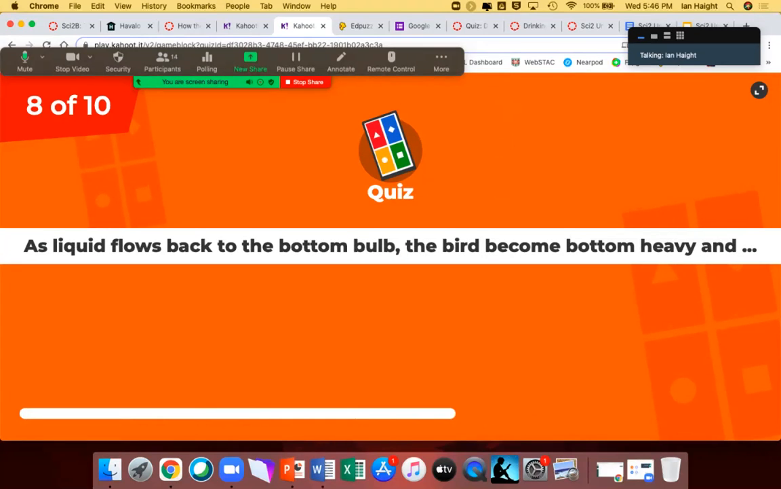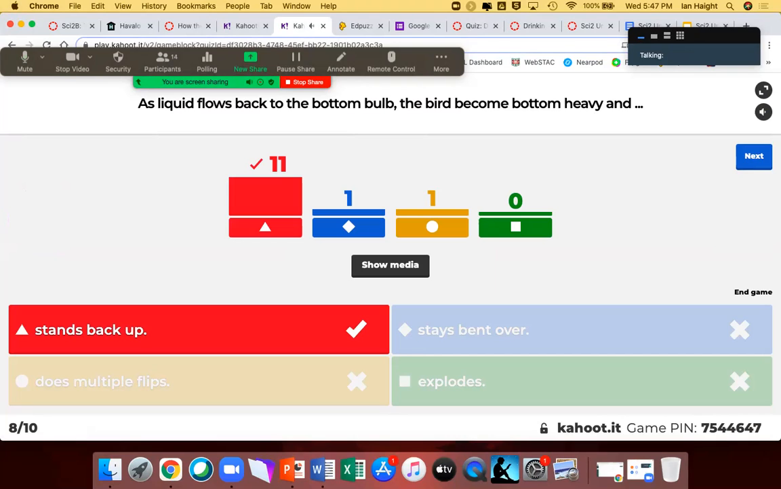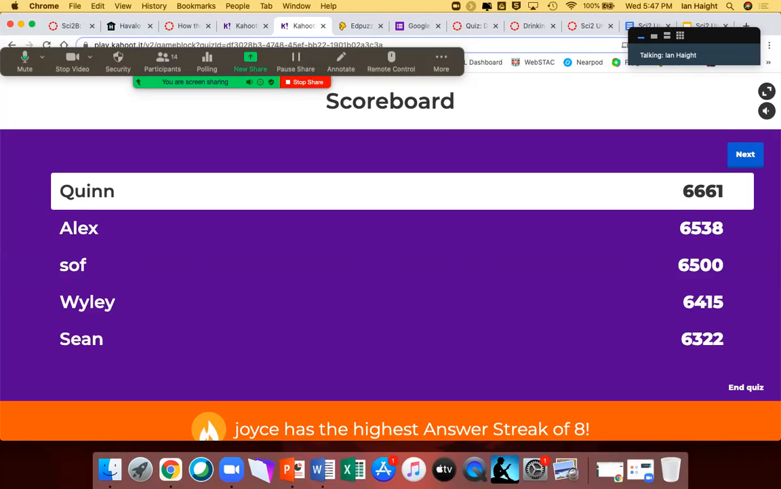As the liquid flows back to the bottom bulb, the bird becomes bottom heavy and does what? Very good. Another easy one. Oh, no one went with explodes. That'd be pretty crazy if it exploded. But yes, this is a reset. So when the liquid goes back to the bottom, the bird stands up again.